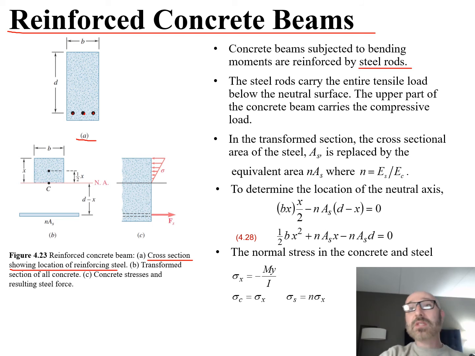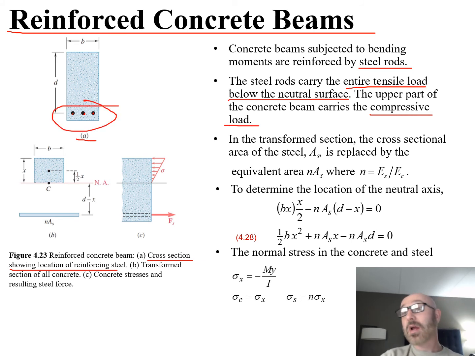So these concrete beams are going to be subjected to bending, and in order to deal with that, they're reinforced with rebar and steel rods. The purpose of the steel rods is that they're going to carry the entire tensile load below the neutral surface. As we saw, concrete is great in compression, but not so much in tension. So in order to deal with the tension, that's why we use rebar to reinforce it to carry that load. The upper part of the concrete beam still carries a compressive load, whereas the bottom part is going to carry the tensile load, which is why we have the rebar contained in that bottom section.